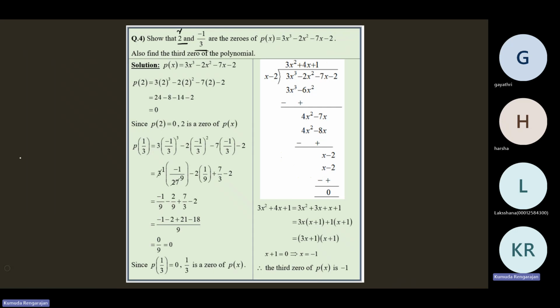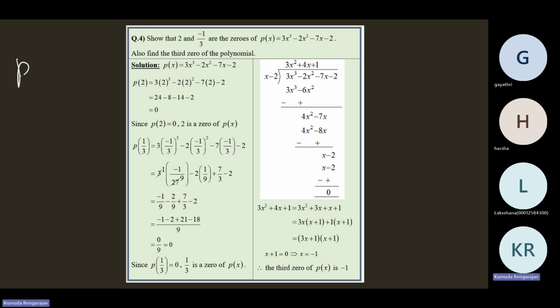If you're given x minus 2, or x minus 7, then you should equate it to 0 and find the value of x. X is equal to 2. X minus 7 is 0, x is equal to 7. But here, such expressions are not given. Directly numbers are given to you. That means the x values are given to you directly. Numbers are given to you. 2, x is equal to 2. Minus 1 by 3, x is equal to minus 1 by 3. Numbers means directly x values are given to you.